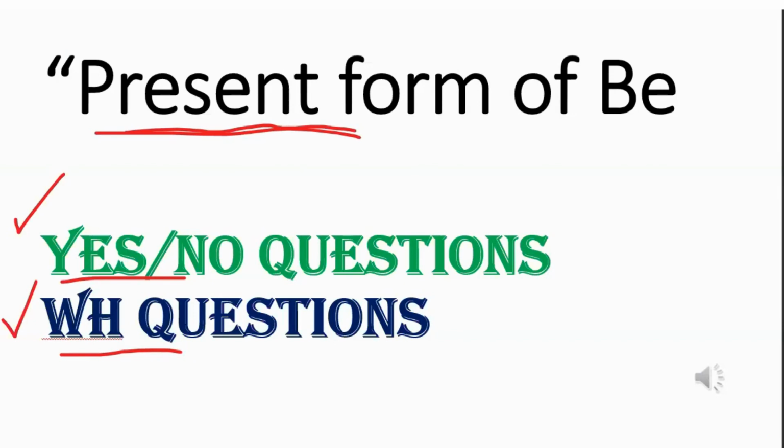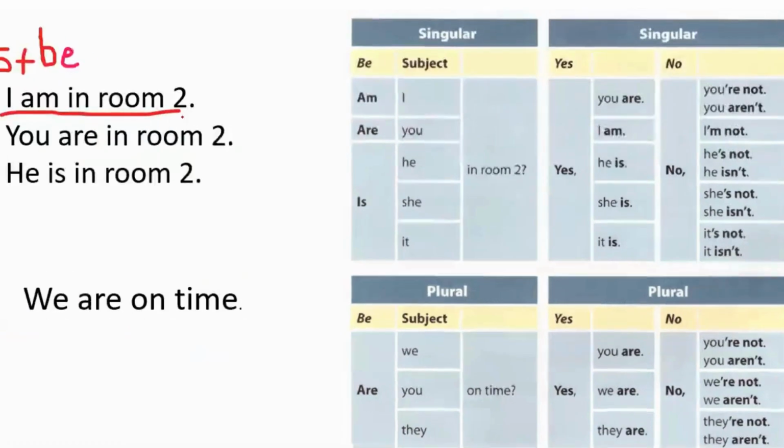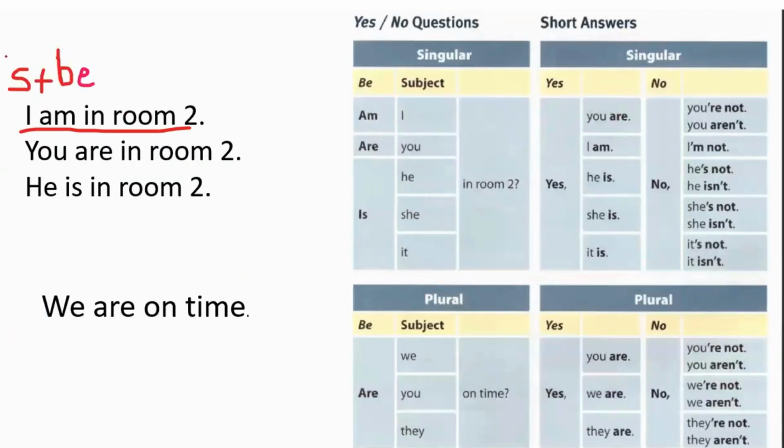So let's start. Here are the positive statements. I'm in room 2. What you notice is it starts with the subject and then there is the be form. In this sentence, it's am. I is the subject and am is the be form.